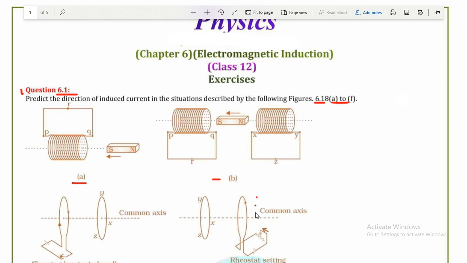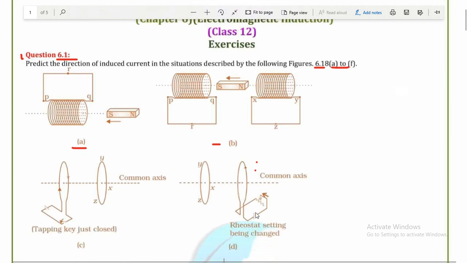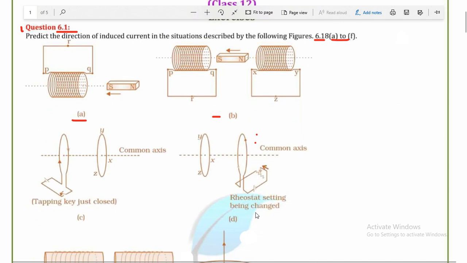Students, we have completed chapter number 6, and that is electromagnetic induction. Now we are ready to solve the exercise given in this chapter. Okay, so let's see. Next question number 6.1, which is shown on the screen.